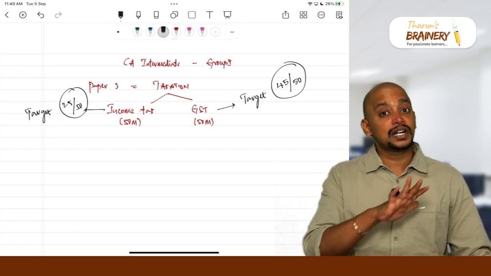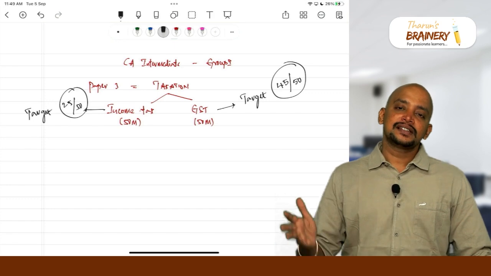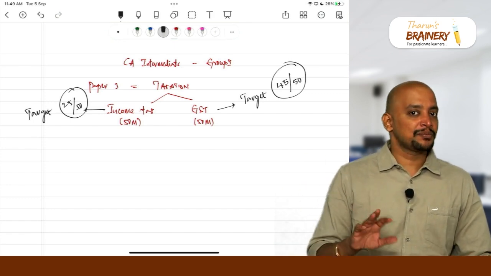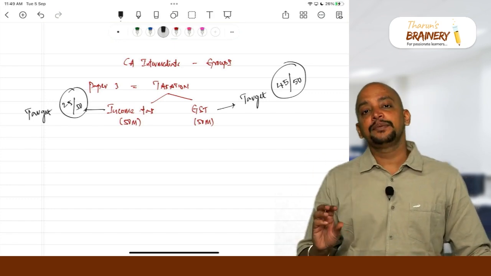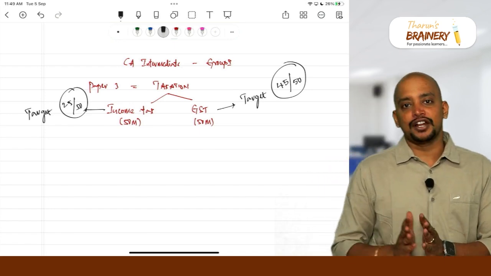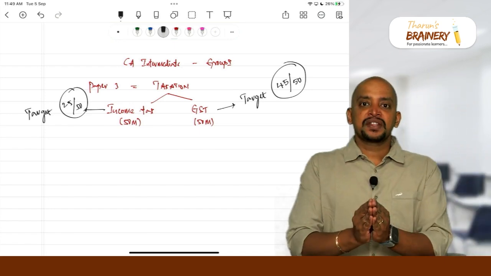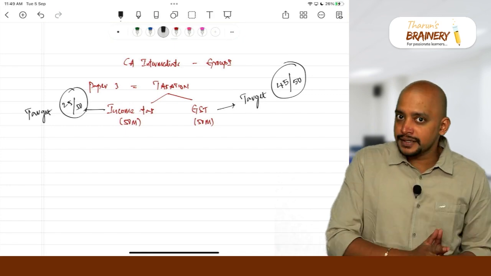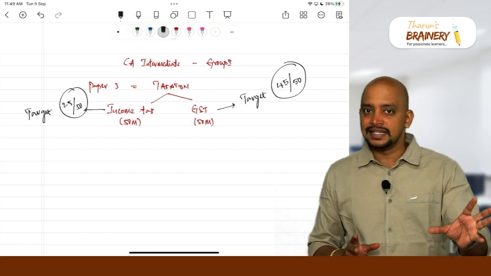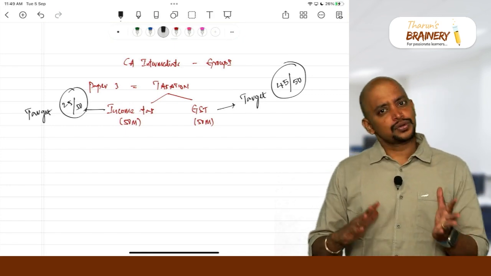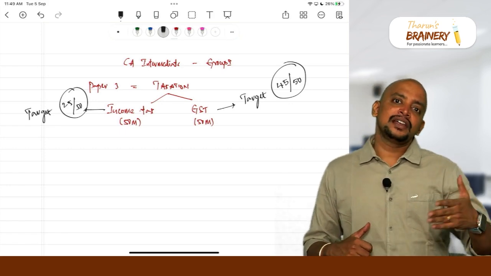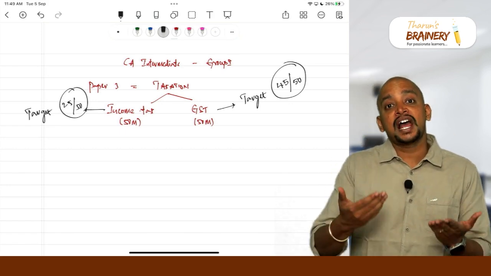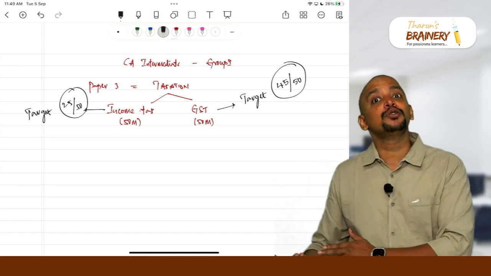Again, law is not a bankable subject, because sometimes the papers will be easy, sometimes the papers will be difficult, and because of that the marks will fluctuate. Suppose the papers of advance accounts and law are easy, no issue. You score 75 in tax and there also you are getting good marks. So you will have a carry forward in group 2.